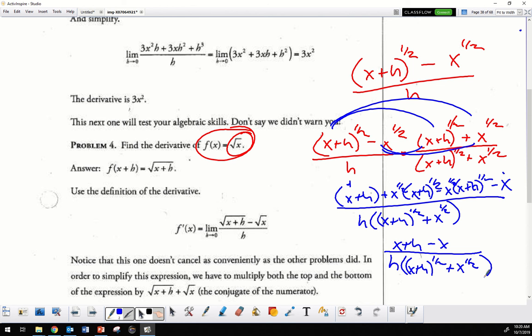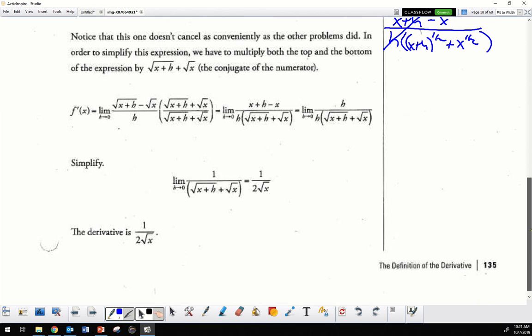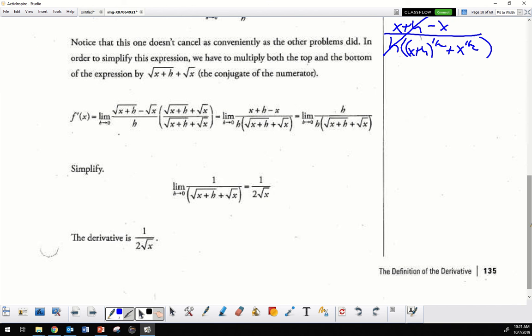So now on top, what's going to happen to my x's there? Those cancel out. The x's go away, but they're still left with an h, right? So there's still the h's. So the h and the h will also cancel out here. So I'm going to have, let me see, doing the math. So it was h over h times the quantity x plus h to the 1 half plus x to the 1 half. So those will cancel, so I'm left with just 1 on top.